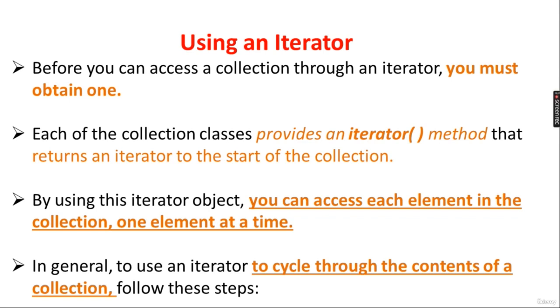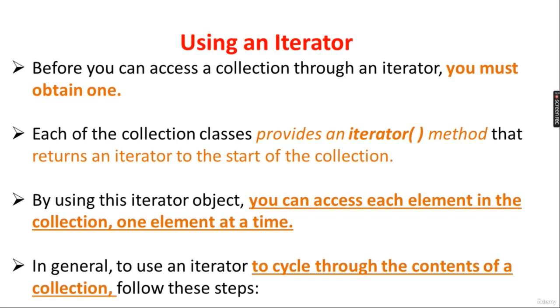So now we will see how to use an iterator. Before you can access a collection through an iterator, you must obtain one. So first of all, you will have the collection. Each of the collection classes provides an iterator method that returns an iterator to the start of the collection. By using this iterator object, you can access each element in the collection, one element at a time.